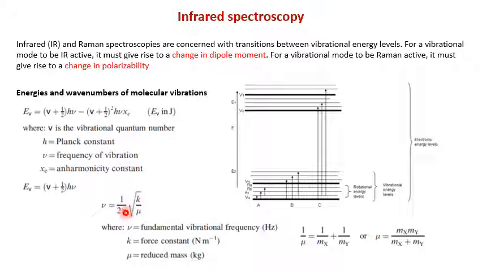So basically the relation is that nu bar is equal to 1 by lambda, and you know the relation between this frequency and the speed of light. So one can easily change this frequency, which is in hertz, to centimeter inverse or meter inverse in the wave number form.